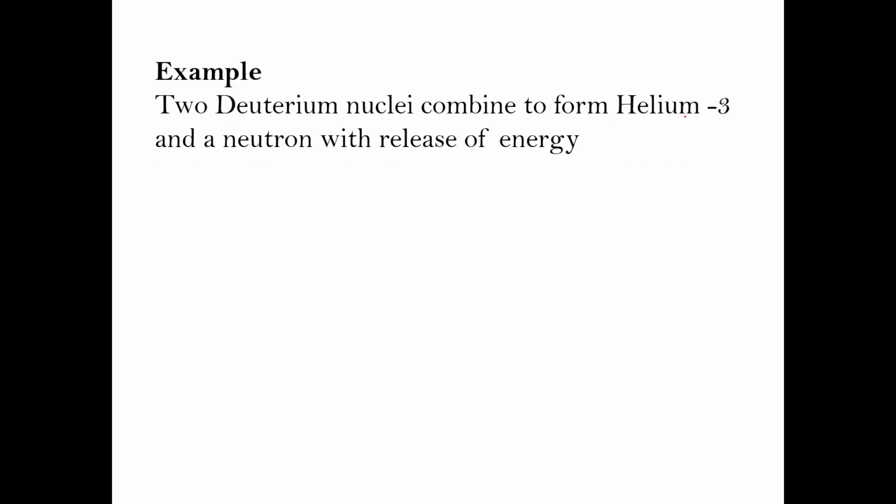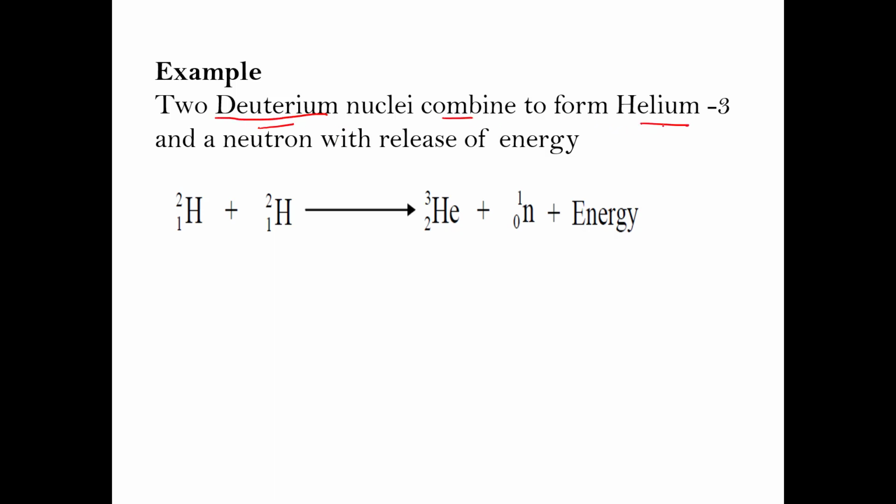Now, an example is, for example, in the sun, two hydrogen nuclei, the ones that we call deuterium, which are isotopes of hydrogen, combine to form helium and a neutron. And this process takes place at very high temperatures. So this is our equation. Remember that in nuclear fission, one nucleus is bombarded with a neutron. This time around, we don't have neutrons. We simply have light nuclei combining to form a heavy one, plus energy, of course.